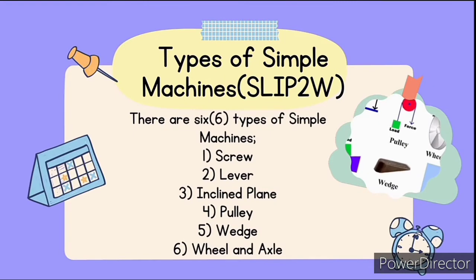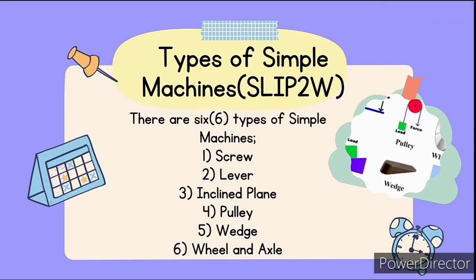Now, we'll be looking at different types of simple machines. What did I say? Types of simple machines. And we have 6 types of simple machines. How many types? 6 types. Beautiful. And I have an acronym for it, and it is SLEEP2W. Now, the S stands for screw.